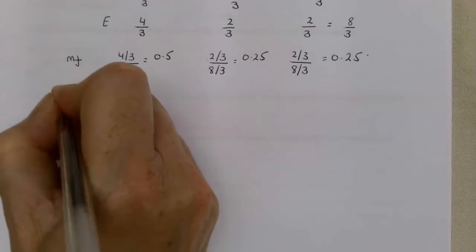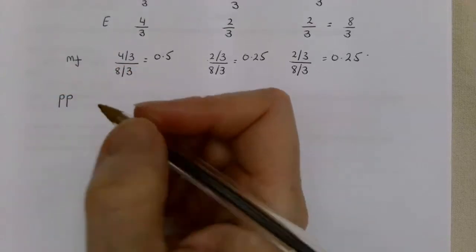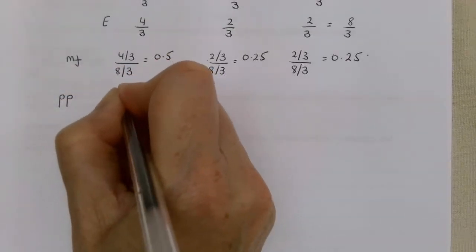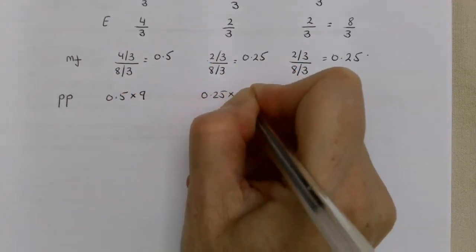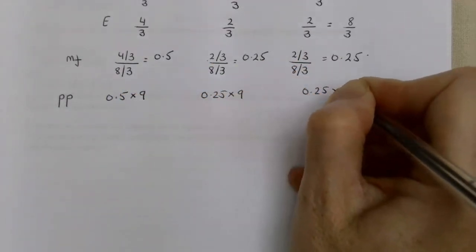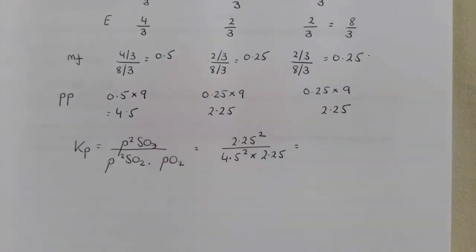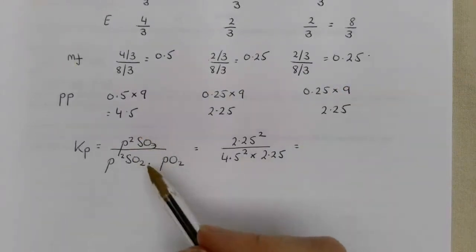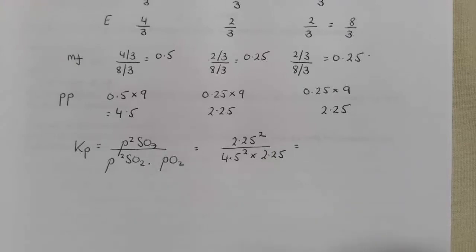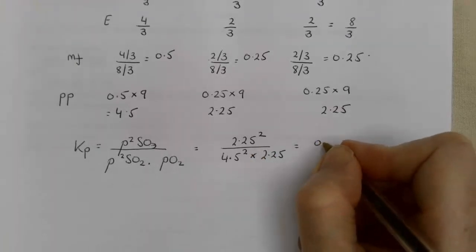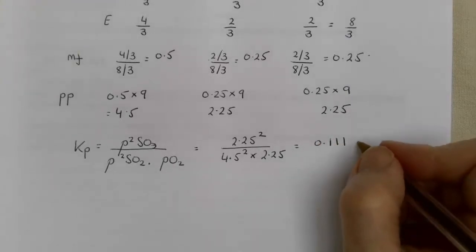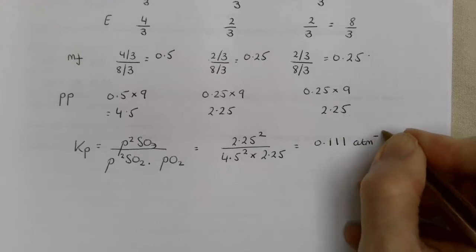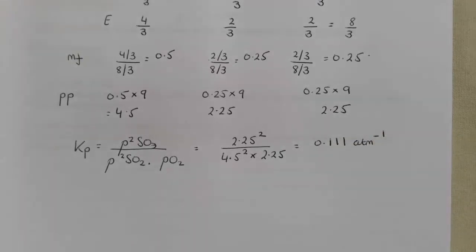I'm now going to work out my partial pressure by timesing through by the total pressure. So that's 0.5 times 9, 0.25 times 9, and again 0.25 times 9. So working all that out, my Kp expression, plugging everything in, not forgetting the squared terms, I get an answer of 0.111 to 3 sig figs, and this is units of atm to the minus 1. So that's my final answer.